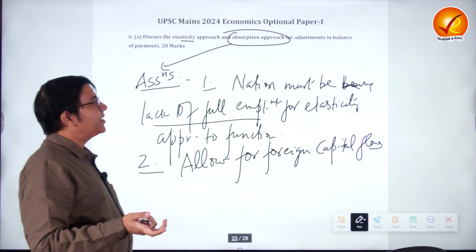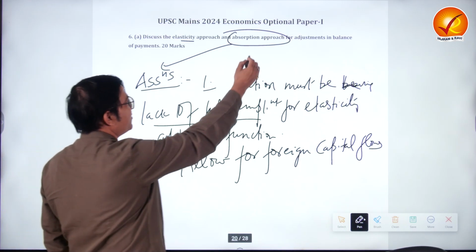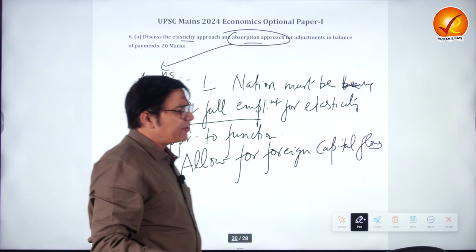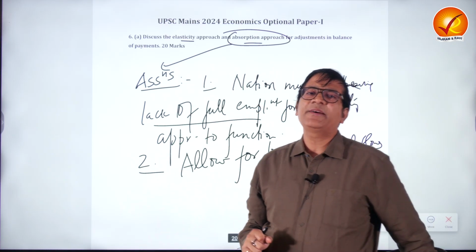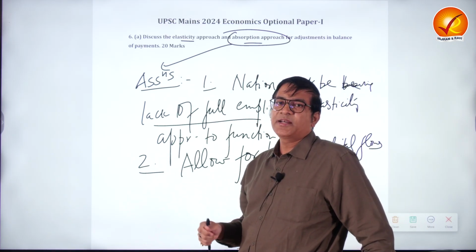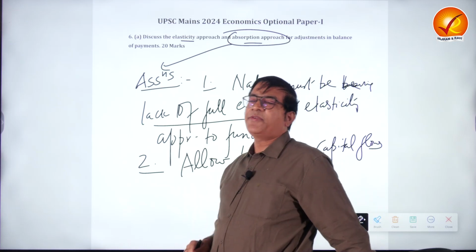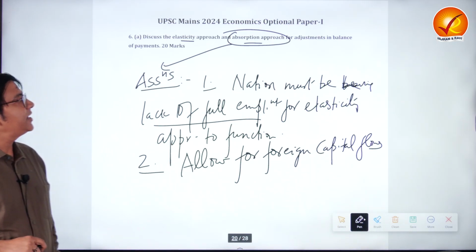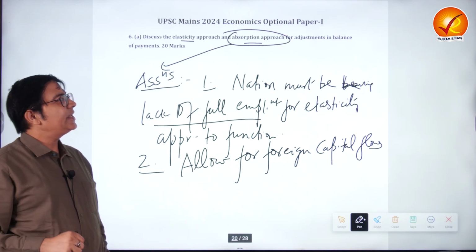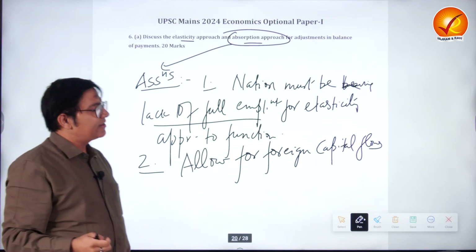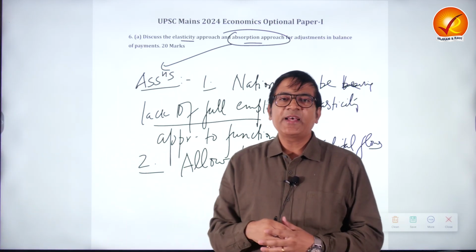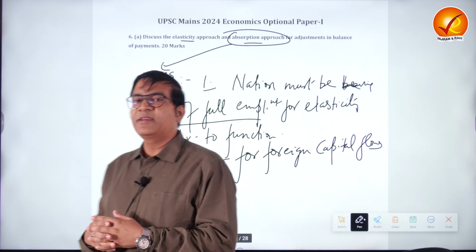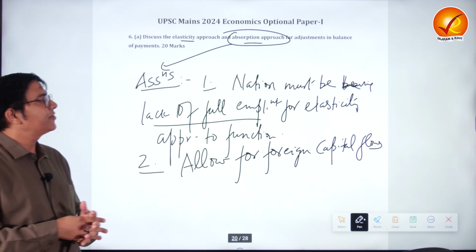Basically, in the current context, when we do BOP, it is more influenced by the absorption approach. But from time to time, even the elasticity approach has its impact. At any given level of foreign investment in a country, the elasticity approach is also quite useful. Basically, it was a general question: discuss the two approaches. So write as much as you can: the assumptions, the features, the differences, and so on.